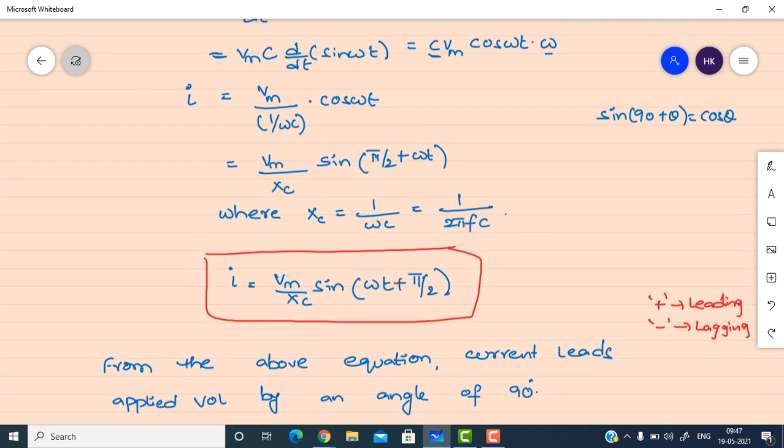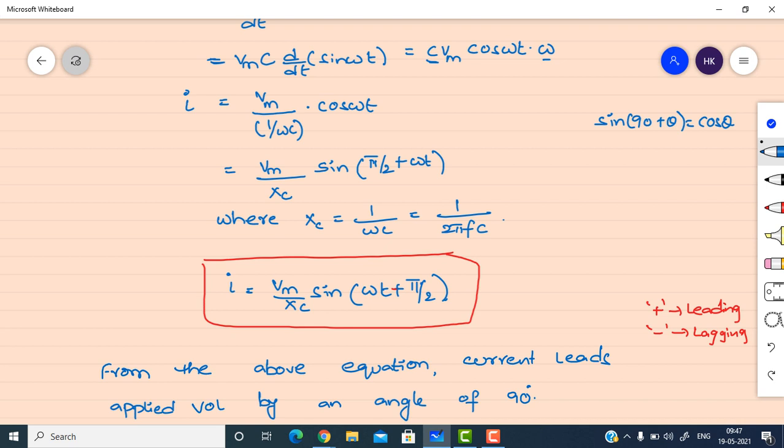See here, I had asked a question. Sin 90 minus theta is also cos theta, but we are not using that. Why? Because if you use sin 90 minus theta, pi by 2 minus omega t, and take minus as common, omega t minus pi by 2 will come. Sin of minus theta is minus sin theta. So minus sin omega t minus pi by 2 will come. So this minus sign will be there in the equation. But in the standard equation there is no minus sign. So that's why we should not use this. We have to use sin 90 plus theta only.